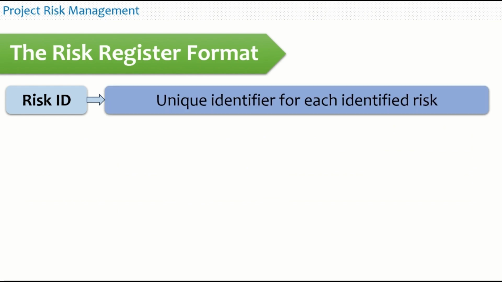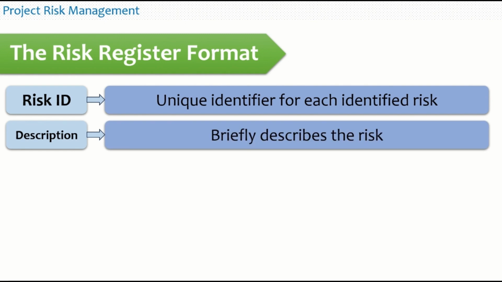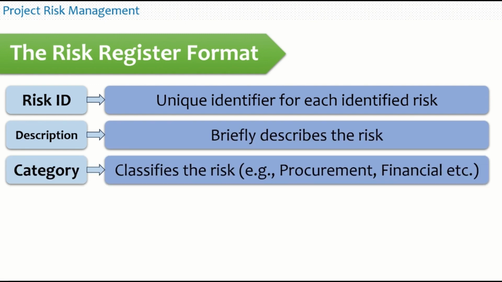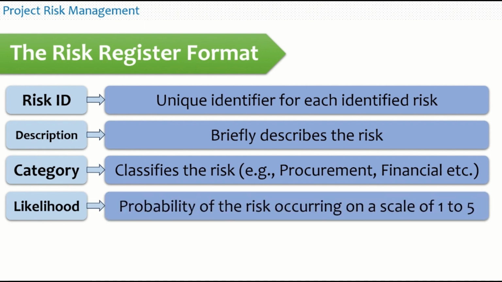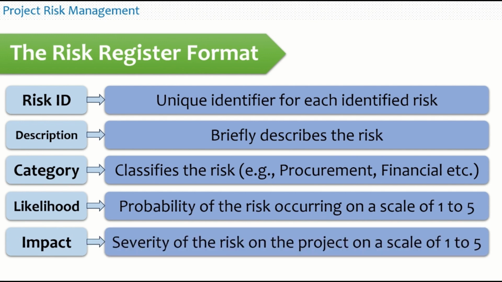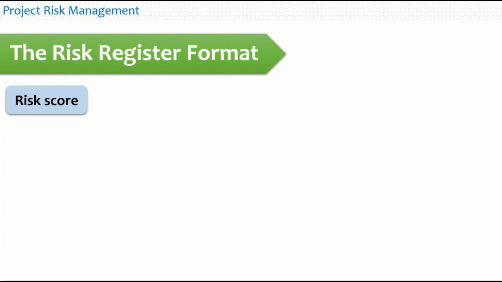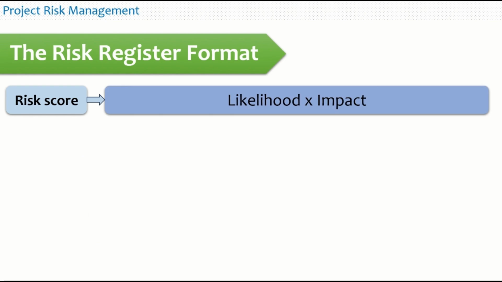Risk ID is a unique identifier for each identified risk. Description is briefly describing the risk. Category classifies the risk, that is, whether it falls under procurement, financial, or technical. Likelihood is the probability of the risk occurring on a scale of 1 to 5. Impact is the severity of the risk in the project on a scale of 1 to 5. These two things, likelihood and impact, we have just discussed in detail. Multiplying them will get you to the risk score, which is likelihood multiplied by the impact.